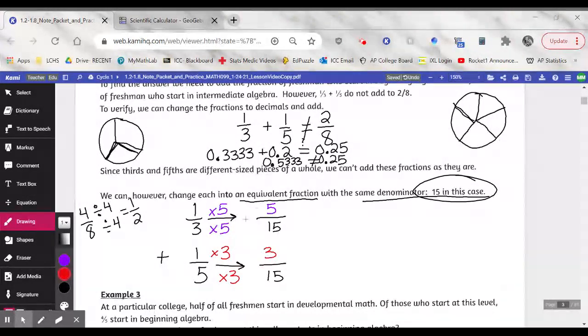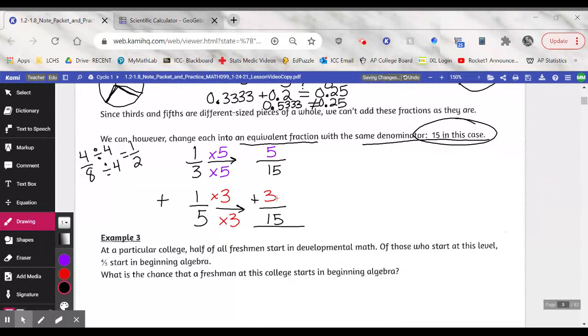Now we have fractions that have the same denominator, so now I can add these together. In order to add them, you leave the denominator the same and you just add the numerators. So we get 8 over 15. And that cannot simplify because there's not a number that goes into both 8 and 15.